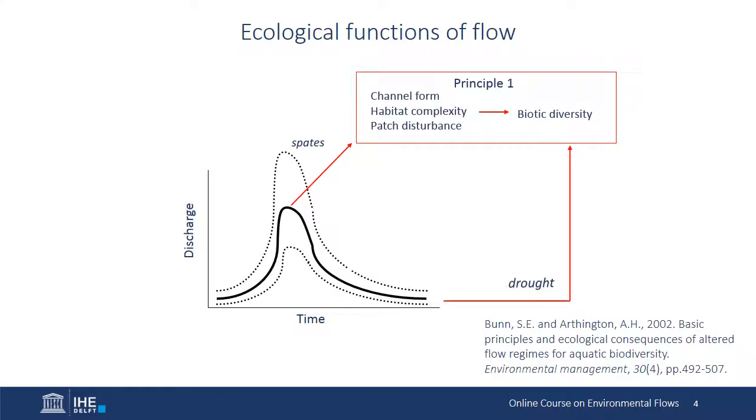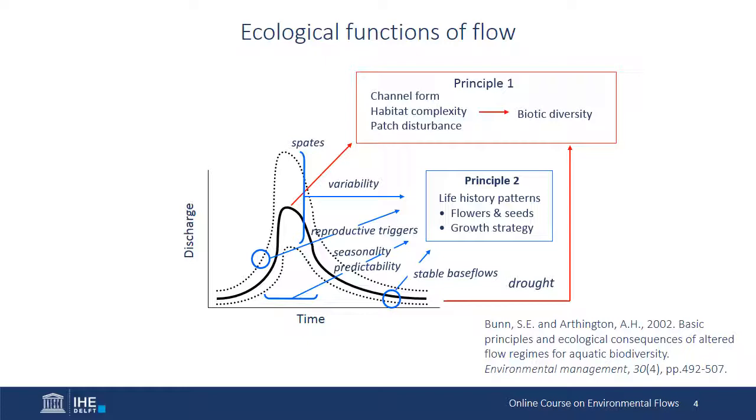Principle 1 considers the importance of the range in high and low flows as a major determinant of range of physical habitats possible in streams and resultant biotic diversity and composition. Extremes of flow also determine the shape and size of rivers and their channels, the complexity of habitats, and disturbance regime.